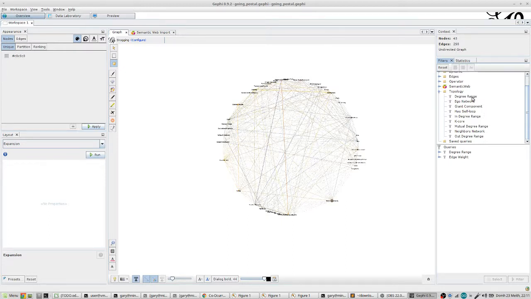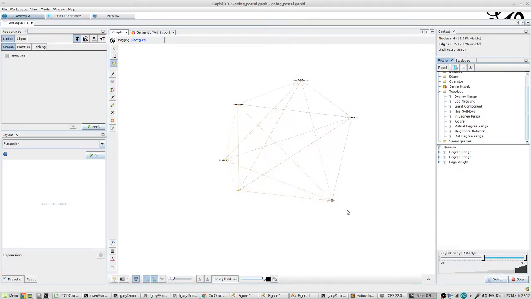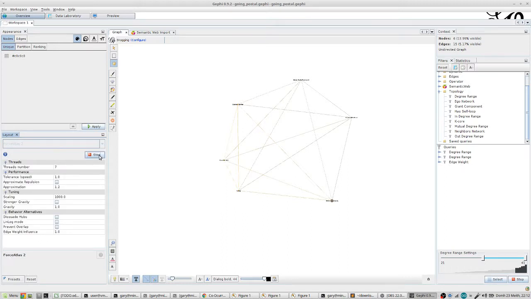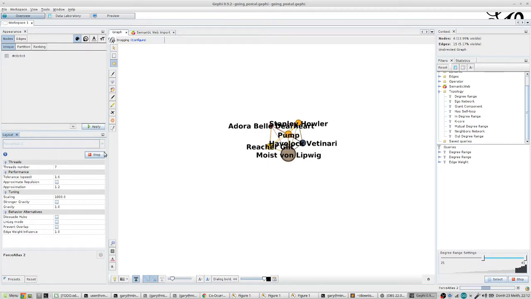Now, we can filter that a little bit. So let's filter by degree. And we'll say, let's only look at characters who have a lot of relationships. So these are characters who are mentioned quite a bit through the novel, and generally in conjunction with one another. So we can see, let me expand that a little bit so it's easier to read.